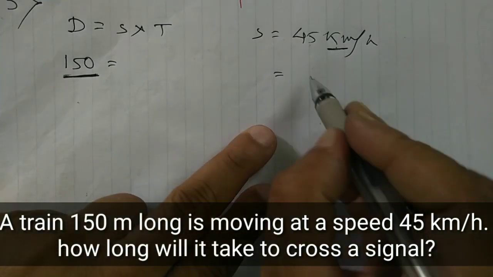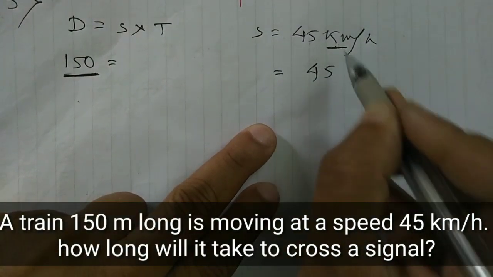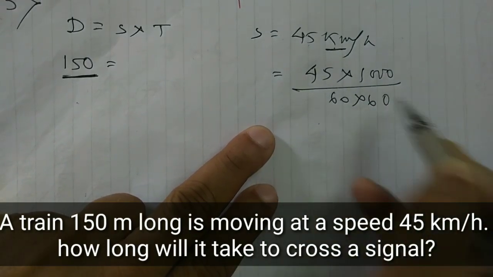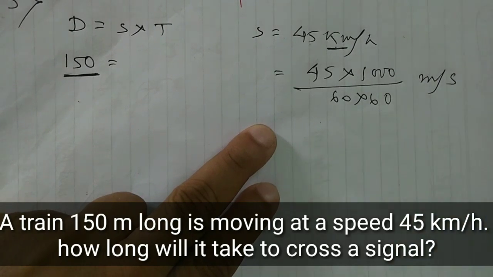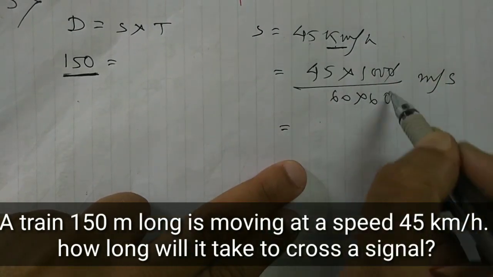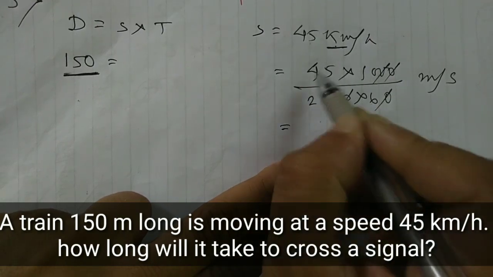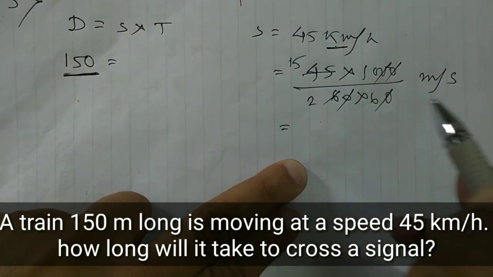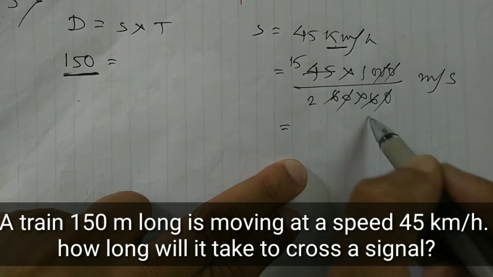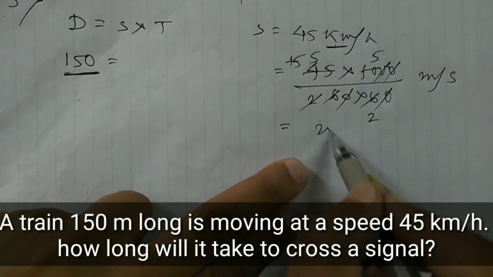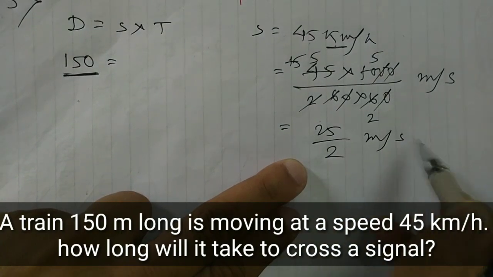So let us change it. 45 into 1000 by 60 into 60. It will be converted into meter per second. So the zeros cancel, zeros cancel. By 3, 2 times 3 is 15... by 3, 5 times, 2 times 5. That is 25 by 2 meter per second.